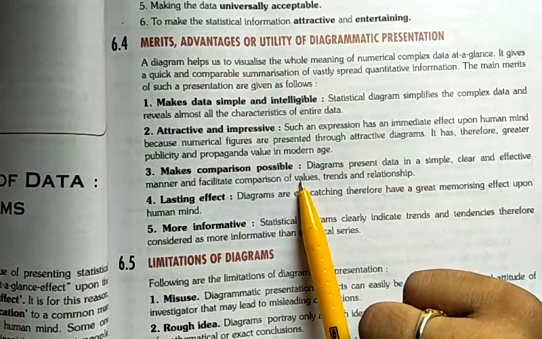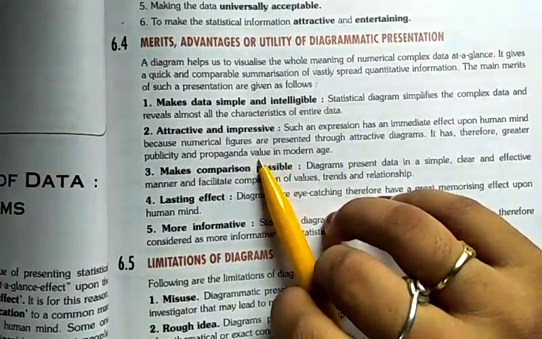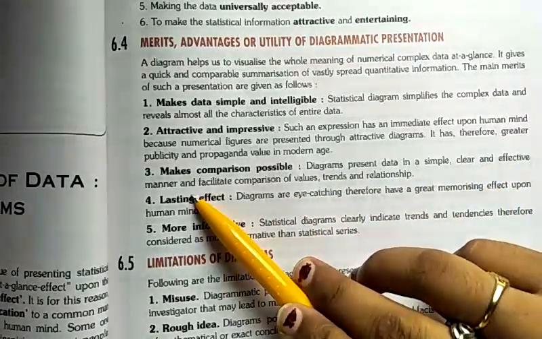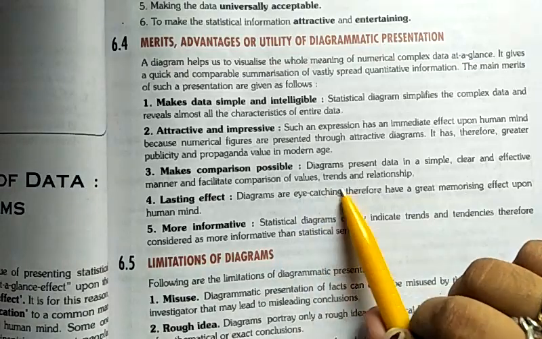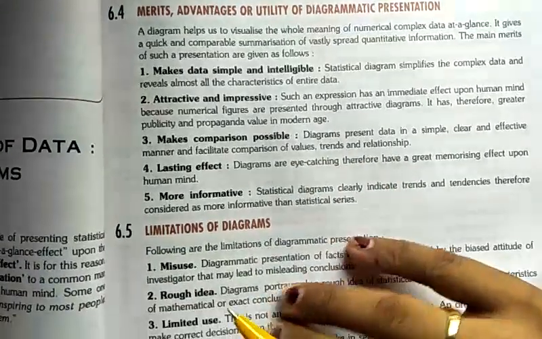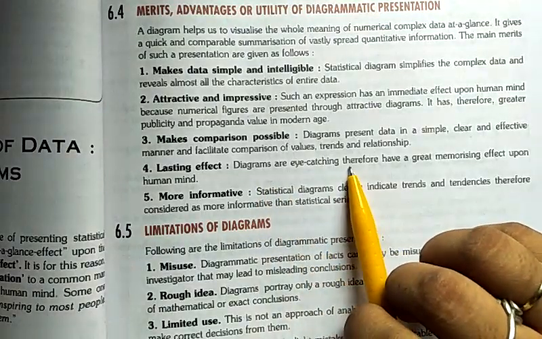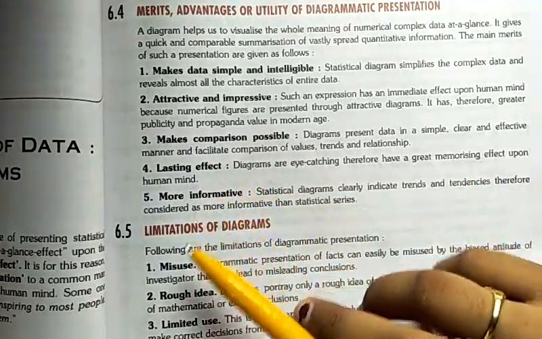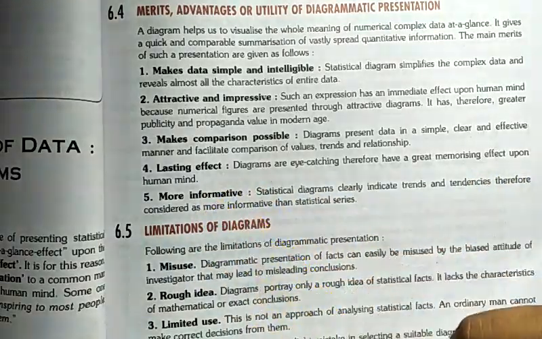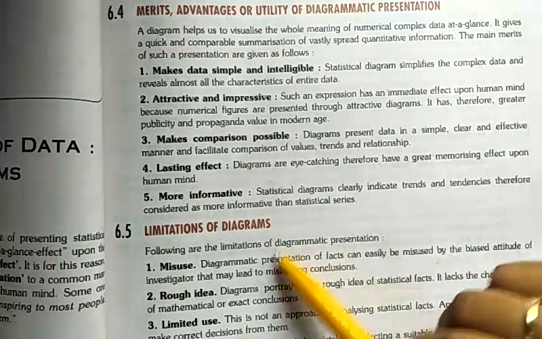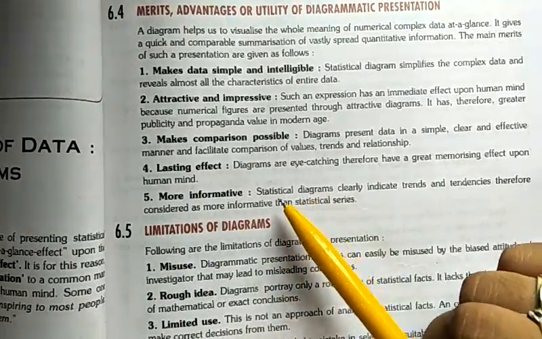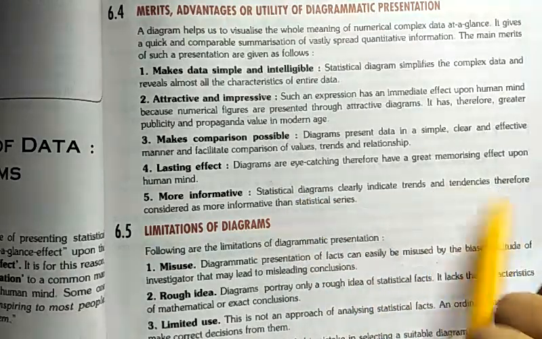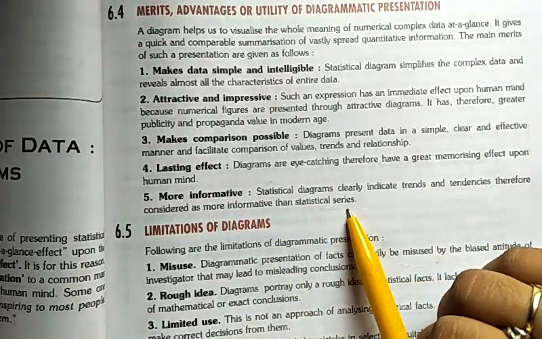Make comparison possible. So the objectives now become the merits or advantages. Diagrams present data in a simple, clear and effective manner and facilitate comparison of values, trends and relationships. Lasting effect. Diagrams are eye-catching, therefore have a great memorizing effect on the human mind. More informative. So diagrams are more informative than tables or other methods of presentation. Textual statistical diagrams clearly indicate trends and tendencies, therefore considered more informative than statistical series.